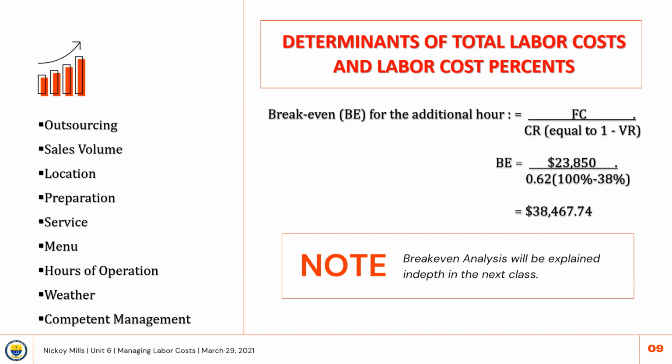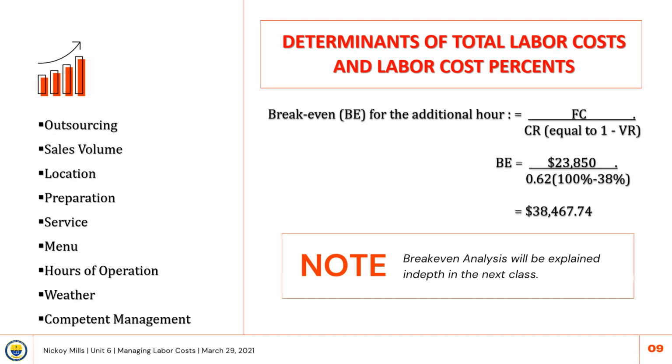So if management can project sales volume in excess, obviously you want to make more and not break even, because you're deciding, should I open until 10 o'clock? Should I extend my opening hours for an additional hour? And I'm trying to see how beneficial this is to me. So if management can project sales volume in excess of $38,467.74, it would be financially advantageous to remain open.